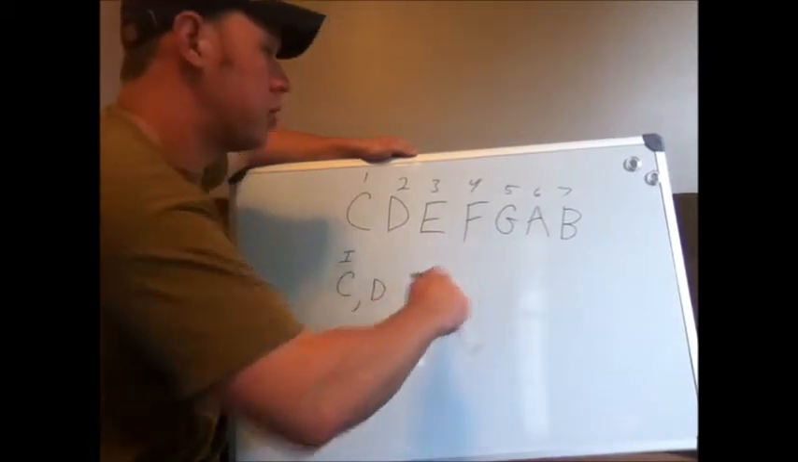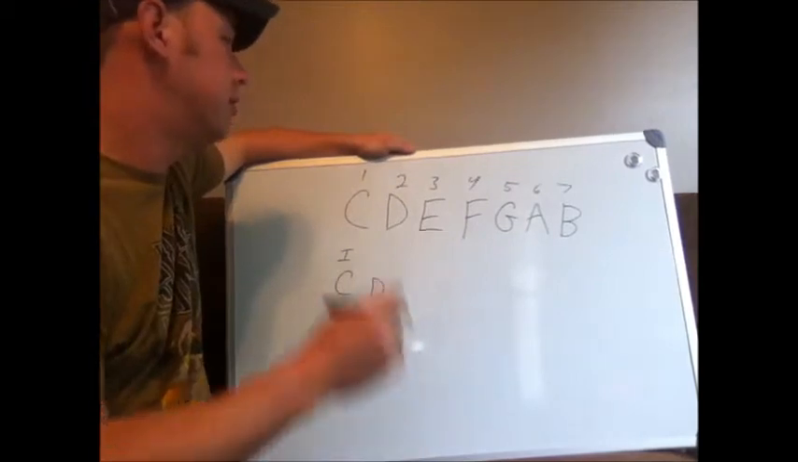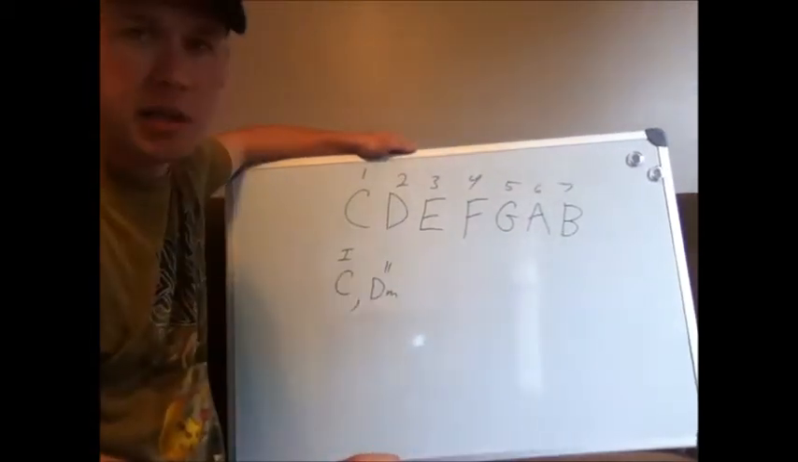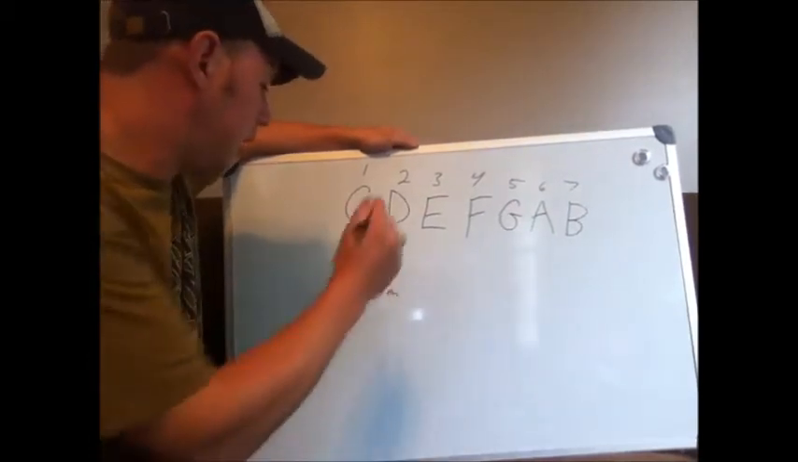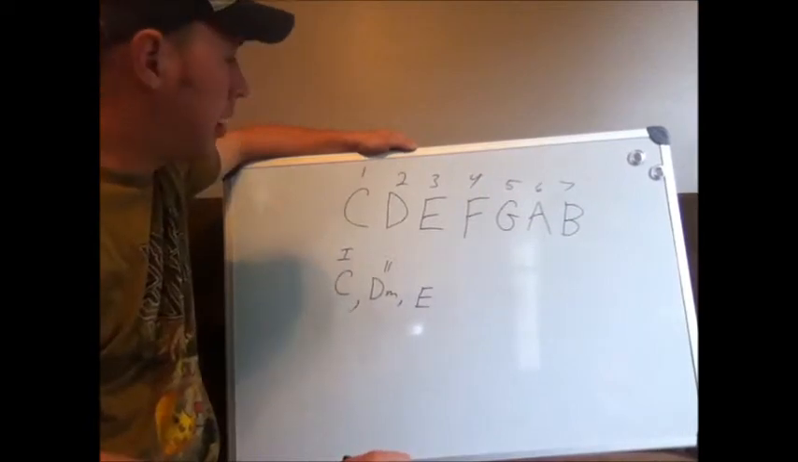We can only work with these notes. So that's going to tell you that is going to be a D minor. So your second chord is a D minor. Okay? The third chord is going to be an E.